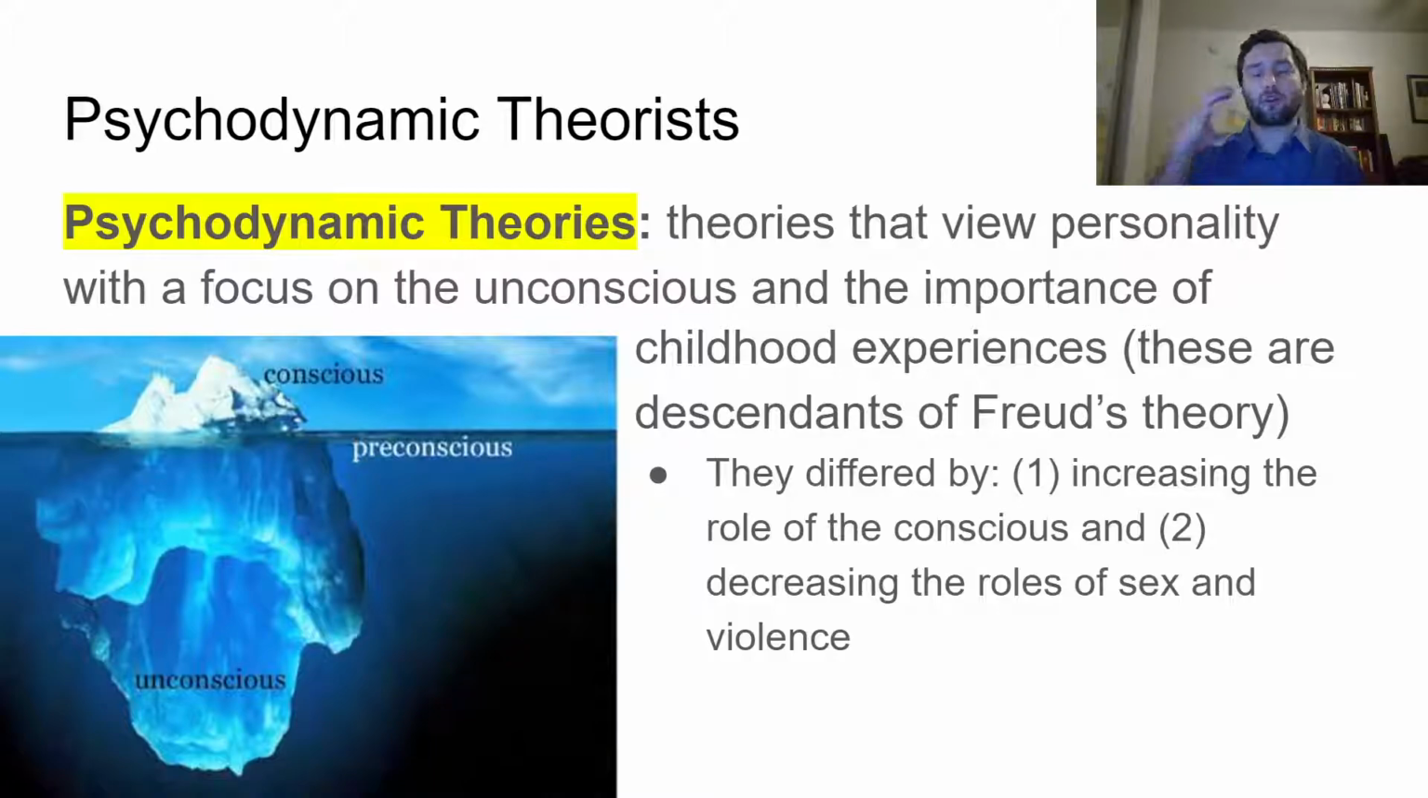So they believe that conscious thought has a bigger impact than Freud did. Freud really, really focused on unconscious thought, as you can see. The second thing is they're going to decrease the roles of sex and violence. You notice that pretty much all of the things we talked about had to do with sex and violence as far as Freud was concerned. So psychodynamic theorists are going to look at that and go, you know what, these have a role, but I don't think they're quite as important as Freud is saying they are. I think maybe it's a little bit decreased, a little bit lesser. So that's going to be the big difference.